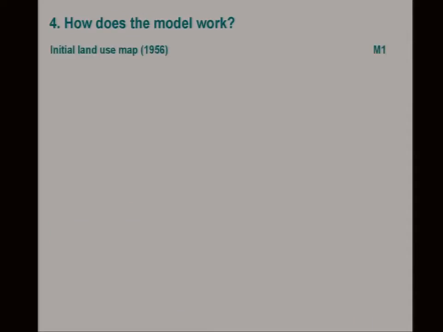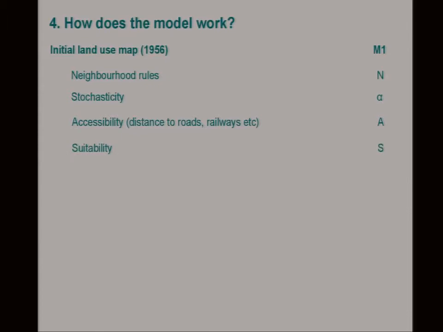So how does this model of Engelen and White actually work? Well, basically you start with your initial land use map, which in the case I'm going to talk about today is 1956. You establish your neighbourhood rules. You have a stochastic element, this randomness that Ulam was talking about. You have accessibility, which is usually your distance to roads or your infrastructure networks. Suitability, so the background carrying capacity of the land to support a land use.